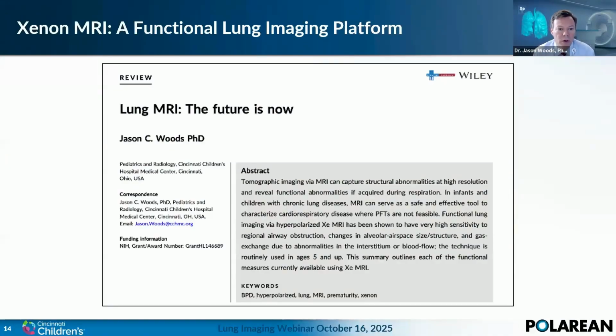I wrote a review article last year, and I entitled it Lung MRI, the Future is Now. And that's really what I think. So the emphasis of this article is simply that we have all the tools available right now to see the future, and that is to do functional lung imaging via xenon.